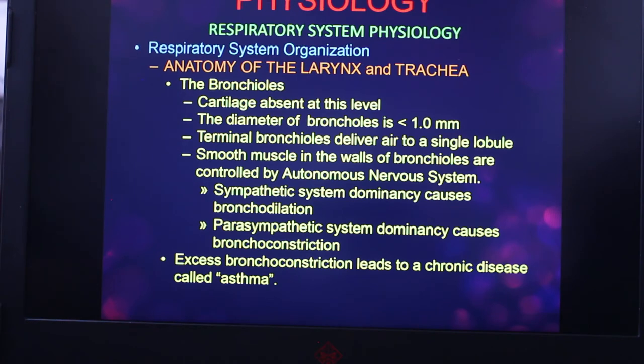During sympathetic system dominance, bronchodilation is caused. And when the parasympathetic system is active or dominates, there is a bronchoconstriction. Excess bronchoconstriction leads to a chronic disease called asthma.